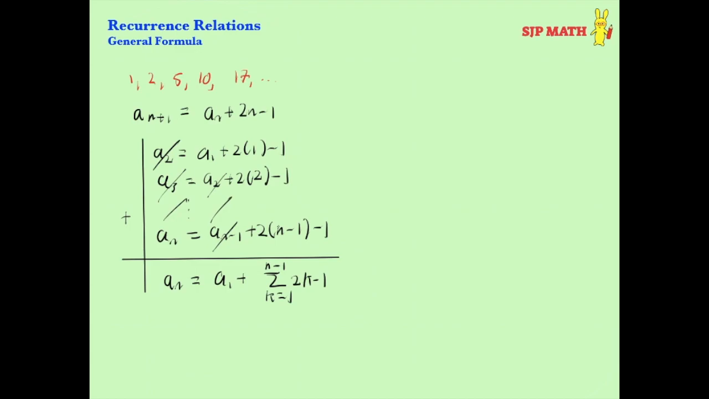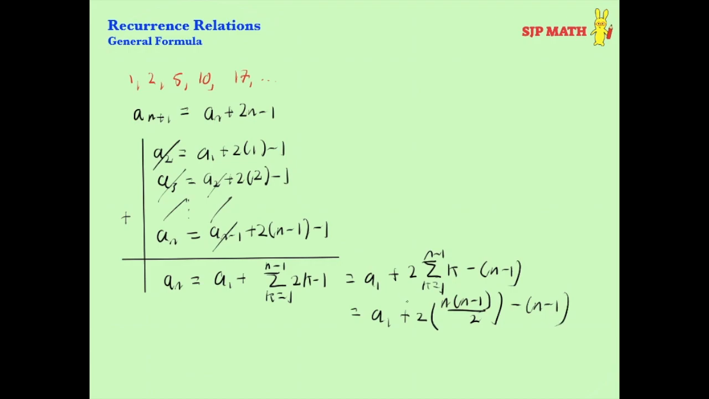Yeah, and if we simplify that, we get a1 plus, if we split and simplify the summation, then we get this, and then a1 plus, and using the formula for the sum of integers from 1 to n, it will be 2 times n times n minus 1 divided by 2 minus n minus 1.